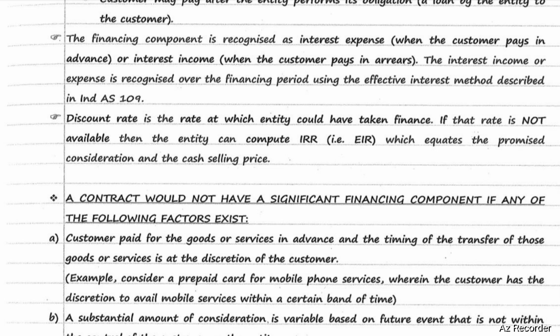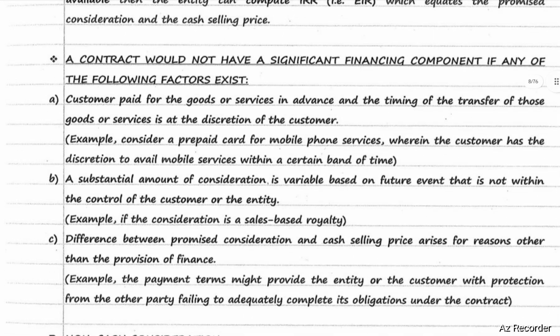A contract would not have a significant financing component if any of the following factors exist. First one, the customer paid for goods or services in advance and the timing of the transfer of those goods or services is at the discretion of the customer. In such a case, it is assumed that there is no significant financing component. Example, consider a prepaid card for mobile phone services, wherein the customer has the discretion to avail mobile services within a certain band of time. In such a case, it is considered as there is no significant financing component.